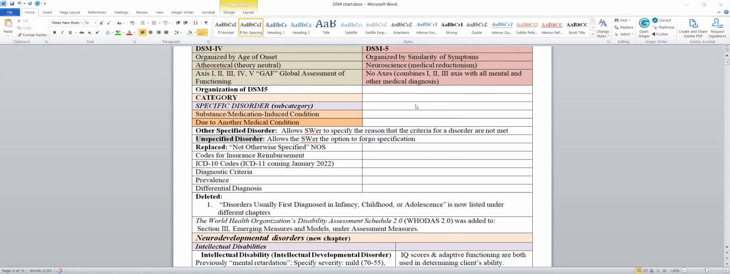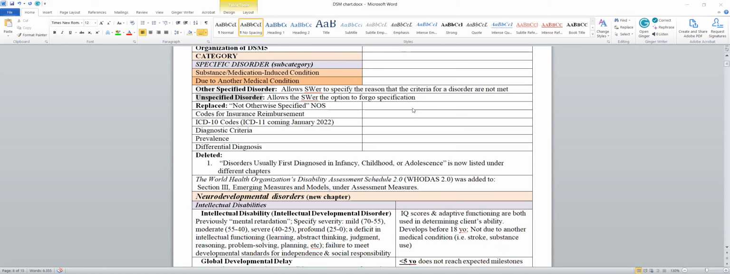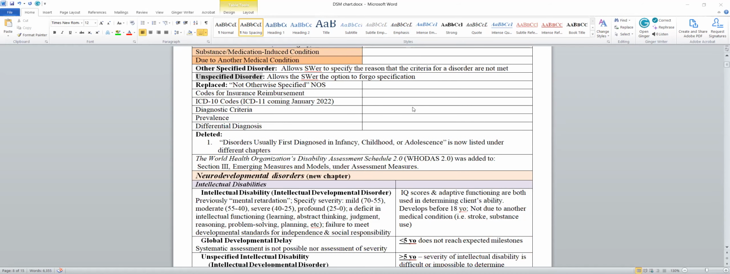So the first category that you see in apricot is neurodevelopmental disorders, which is a new chapter. As you can see here, I have highlighted the subcategory of intellectual disabilities in lavender because there are subcategories. Other disorder categories that are highlighted in apricot will not have subcategories highlighted in lavender because there are no subcategories.